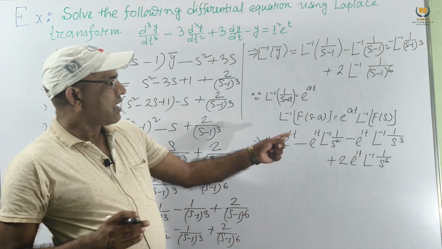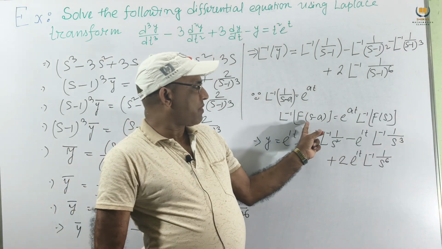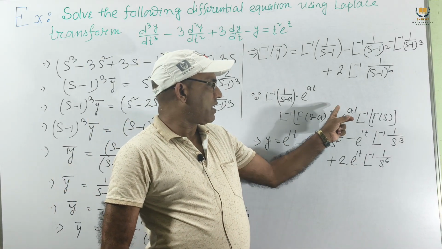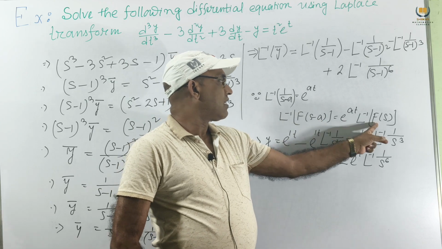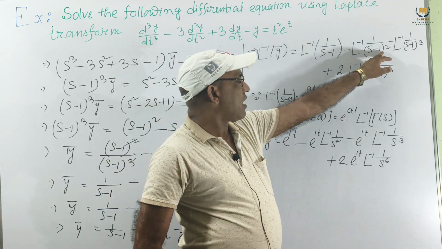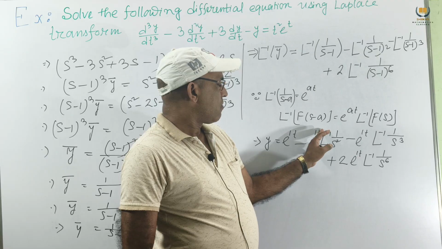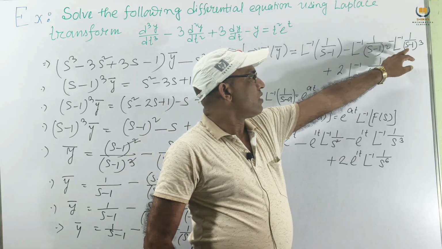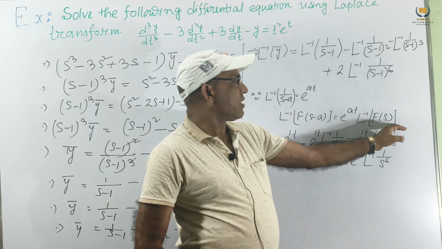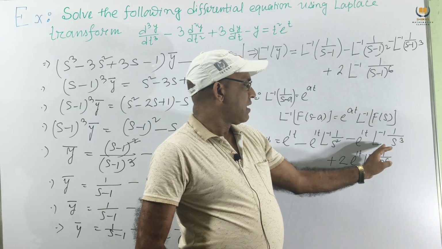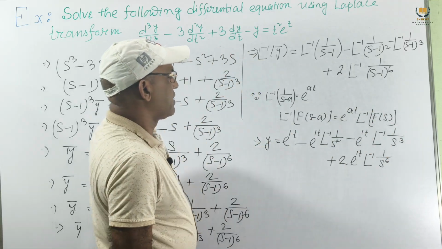Just our first shifting property is s minus a. If we remove a, e to the power at, L inverse f s. So here we remove this 1, then e to the power 1t, 1 by s square. We remove this 1, then e to the power 1t, 1 by s cube, and here also 1 by s to the power 6 we get.